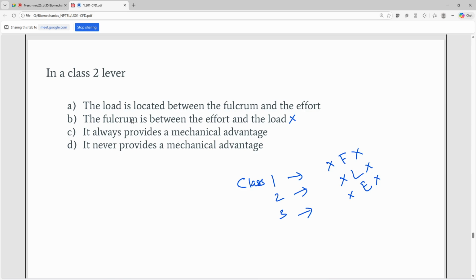So here the load is located between fulcrum and effort. Option A is the right answer. But here again there is another right option, that is option C, it always provides a mechanical advantage. The mechanical advantage for class 2 levers is always greater than 1. So here again options A and C are correct.